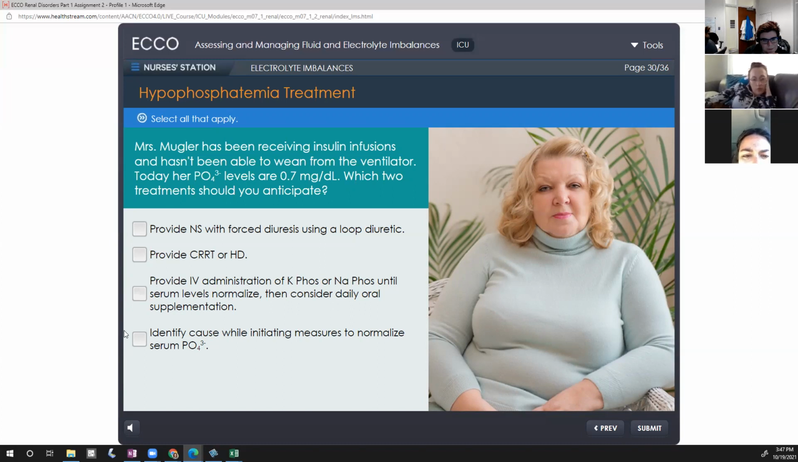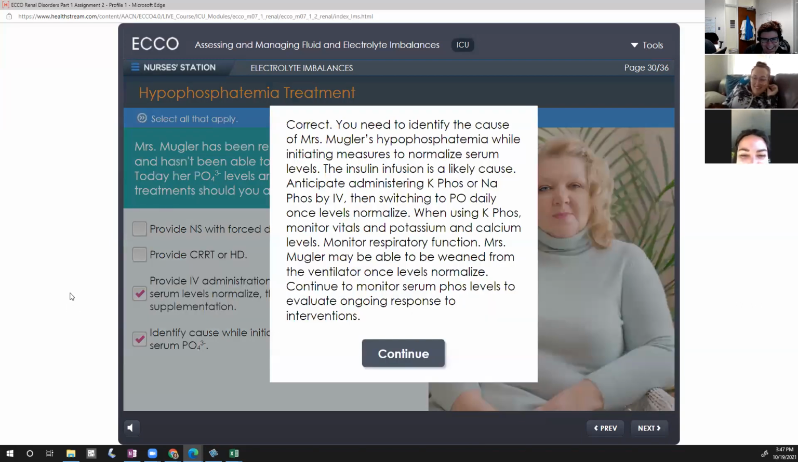Three and four. Okay. Do you think we would do CRRT or HD if we can remove calcium with it? Oh, probably. Potentially, I have no idea. I haven't done this. Well, it only says which two treatments. Perfect. Thank you for actually reading the question. Awesome. So yes, you are correct. Those are the two you would use.